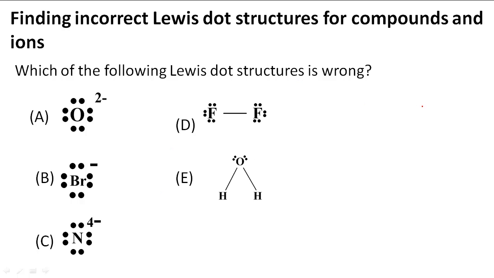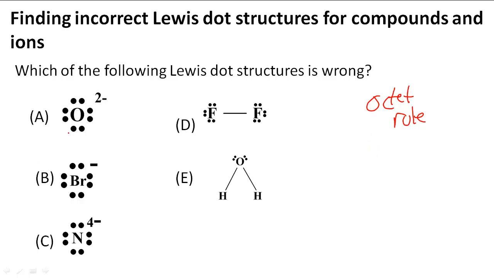So we first have to remember that we have to make sure that the bonding, if they're bonded, and if they're ions and compounds, obey the octet rule. And if they are ions, we have to make sure that the correct number of valence electrons is what they have.